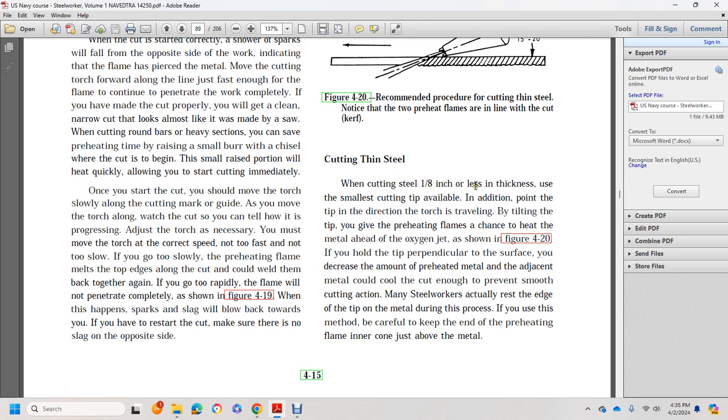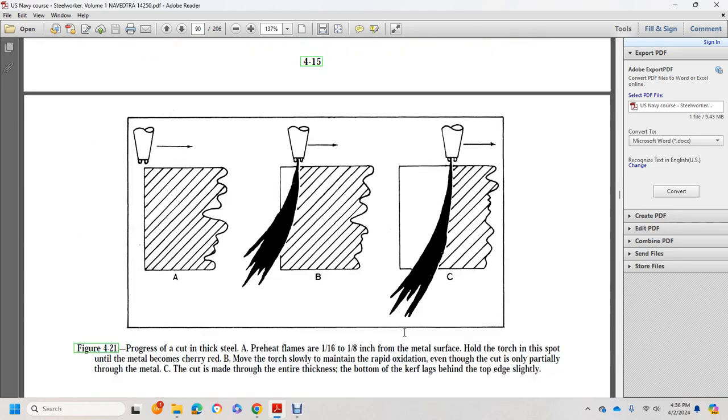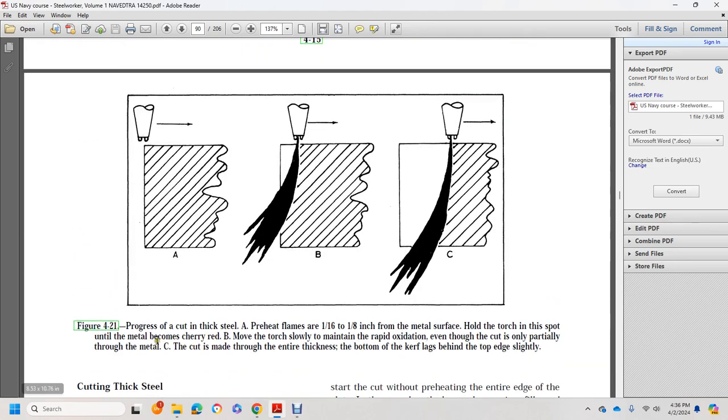Cutting thin steel, less than 1/8 of an inch thick, a small cutting tip is available. Additionally, tilt the torch in the direction of travel. This gives the preheating flames a chance to heat the metal ahead of the oxygen jet, as shown in figure 420. If you hold the torch perpendicular to the surface, it decreases the amount of preheated metal ahead of the cut. Many steelworkers actually rest the edge of the tip on the metal during the process. If you use this method, be careful to keep the end of the preheating flame's inner cone just above the metal, as shown in figure 420.